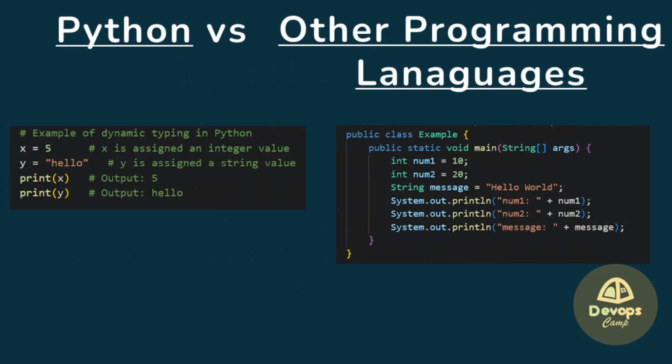If we take an example, we can see that in the Python program on the left, the type of the variables x and y is not mentioned. However, in other programming languages like C and Java, it's essential to declare the data type of a variable, and it's a part of the syntax.